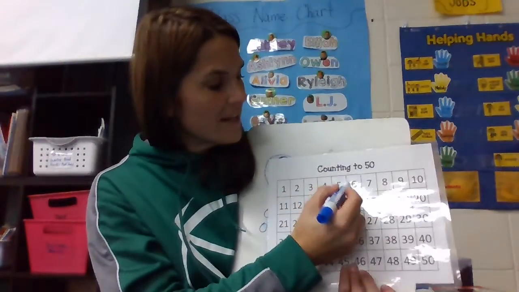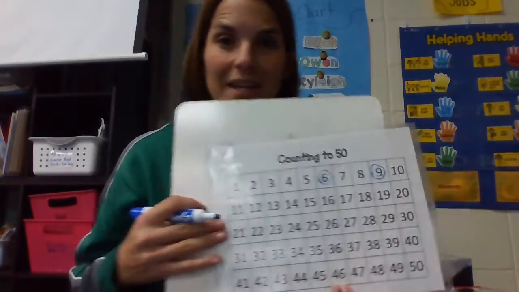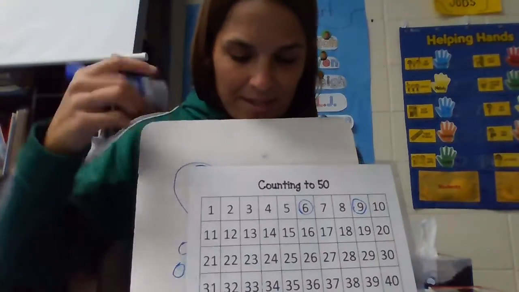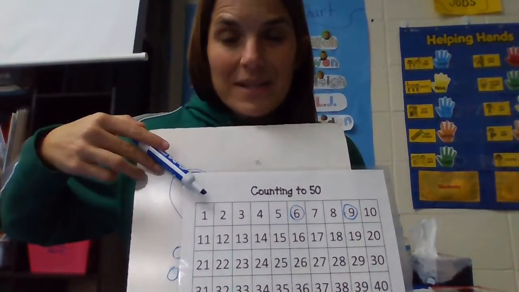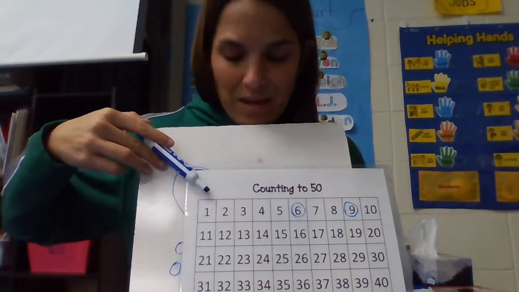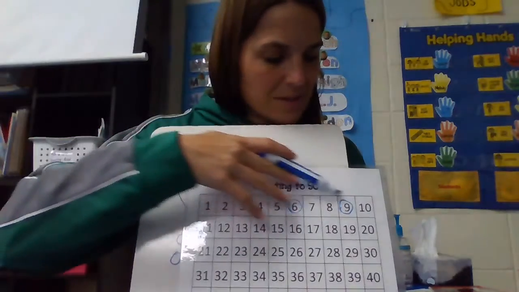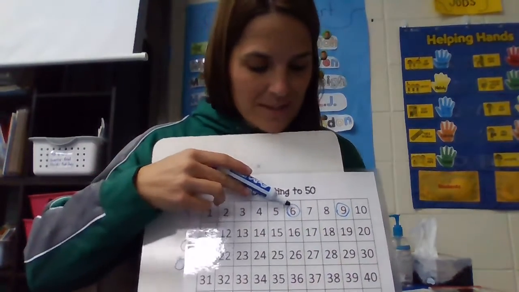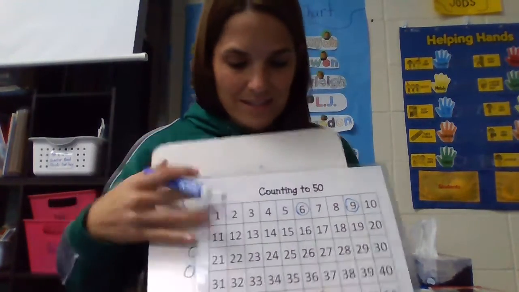Another way that you could think about that, boys and girls, is when you're counting on a number line. So when we look at the number 6 right here, and then we look at the number 9, which is right here, you can see that when we're counting, numbers get bigger going this way. So the closer the number is to 10, the bigger the number is. So we can see that 9 is closer to 10 than 6 is.